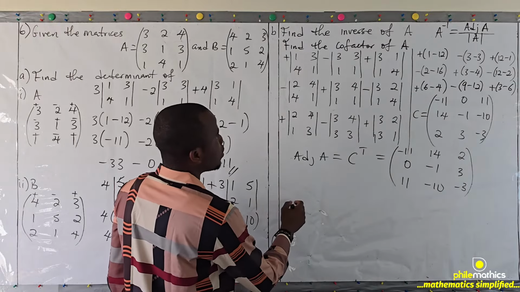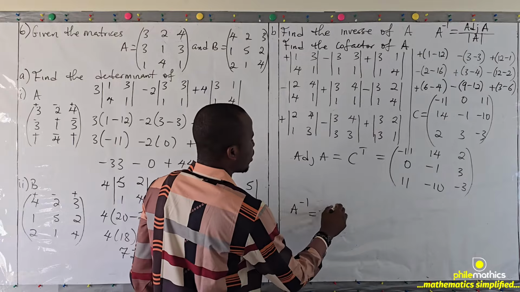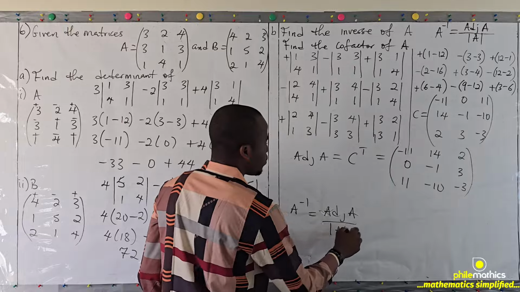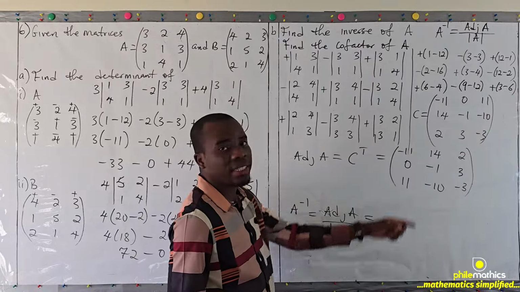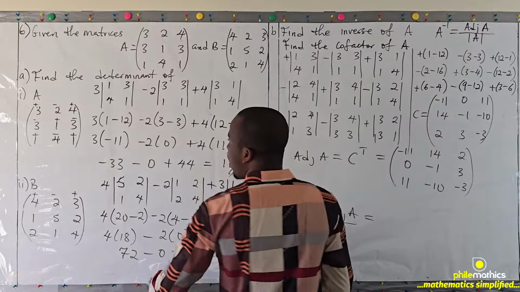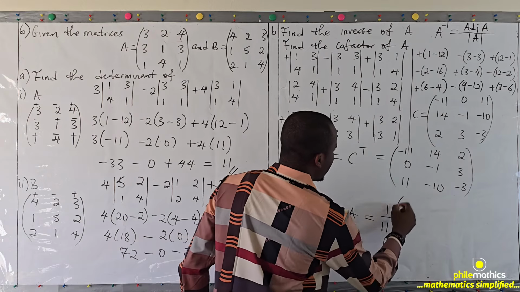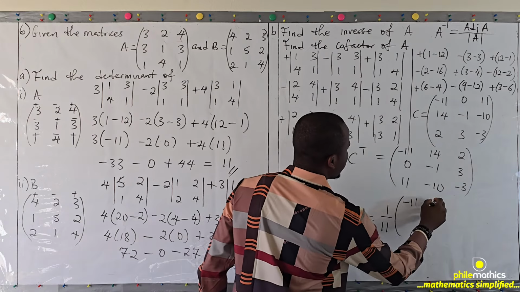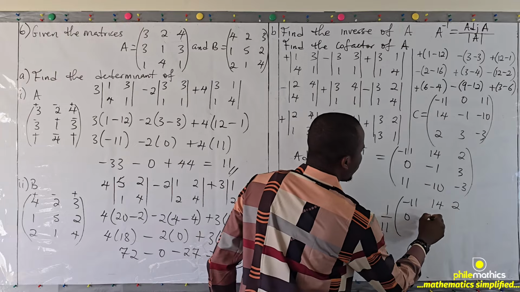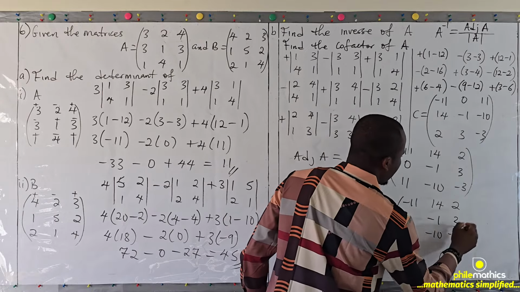Then the next thing is to find the inverse of A, which is the adjoint of A over the determinant of A. And this is simply multiplying this by 1 over the determinant of A. We have gotten the determinant of A as 11. So this is 1 over 11 times minus 11, 14, 2, 0, minus 1, 3, 11, minus 10, 3, minus 3.